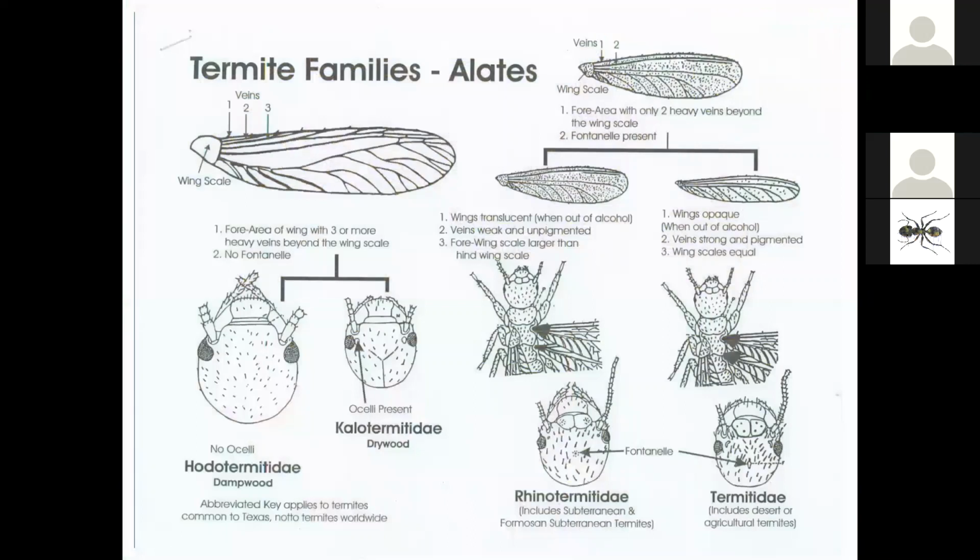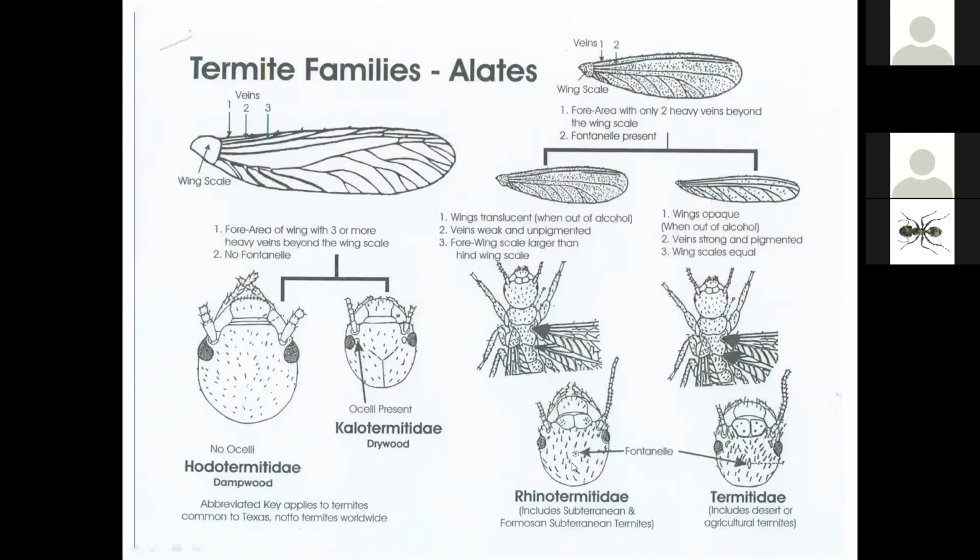And this is a general key. I put this up here that way you have it as a reference. If you need to go back and look at this webinar, once we put it back on the website, you can pull this up and take a look at this. But this shows you we're looking at the wing venation on these things. We're also looking at wing scales, and that's essentially the little part here at the base of the wing that is left behind attached to the termite after they shed the wings.